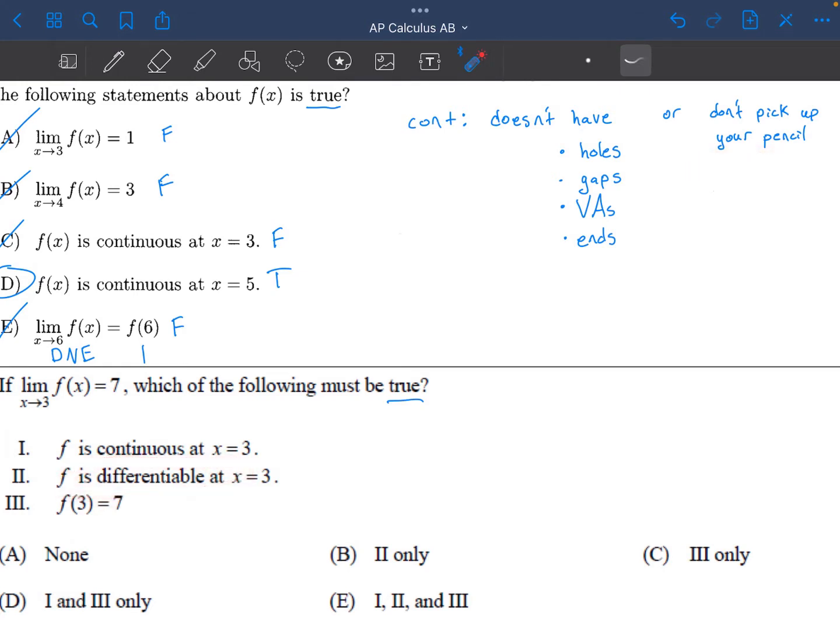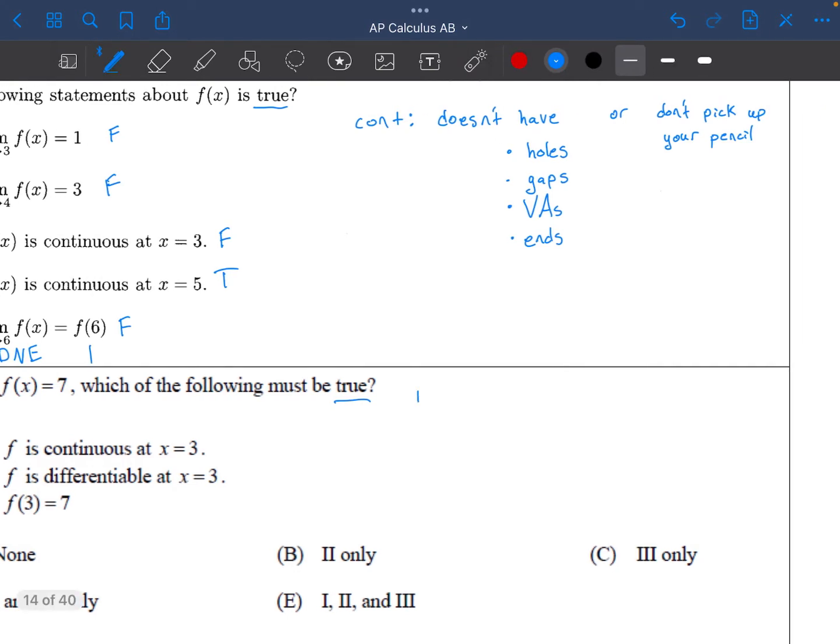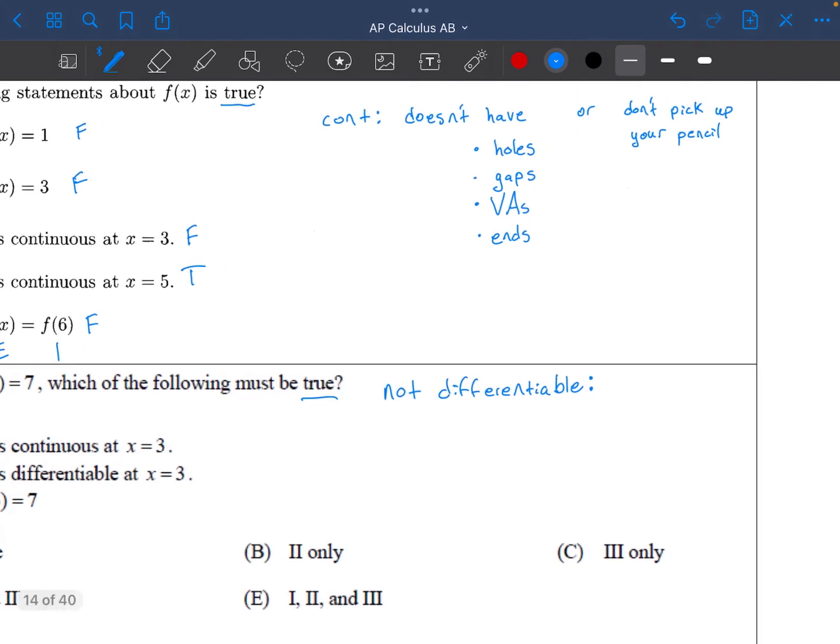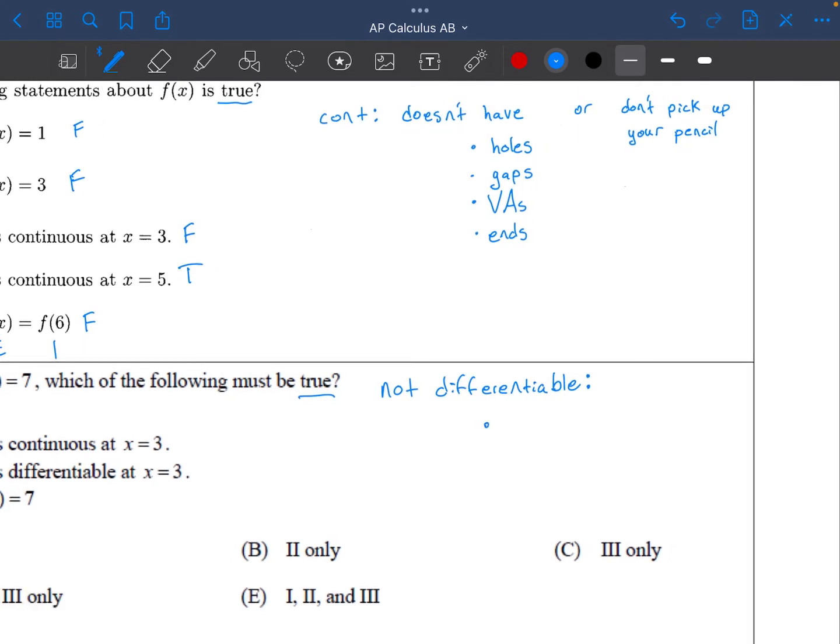We haven't defined differentiable, so let me define what it means to be not differentiable. Not differentiable means that you have one of these things. If you're not differentiable, that means you have a sharp corner. That's supposed to be an R right there. You have a vertical tangent. I apologize, vertical tangent.